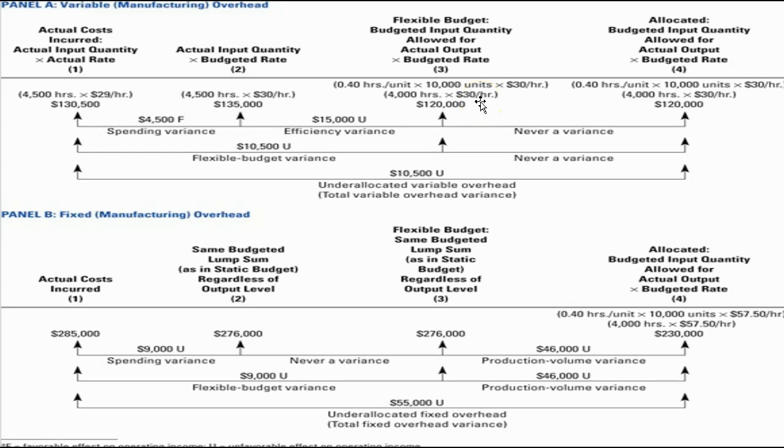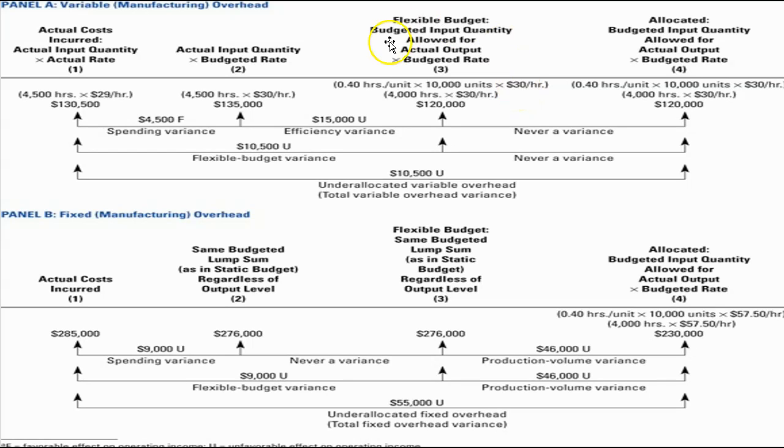Our actual output is, I can't remember. I don't have the facts for this. Our actual hours were 4,500 hours. That's the input quantity. The output has to be units. Yeah, 10,000 units. With 10,000 units, we planned on 40.4 hours per unit at $30 per hour.